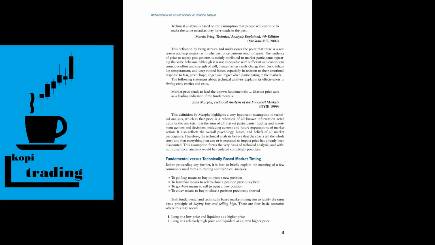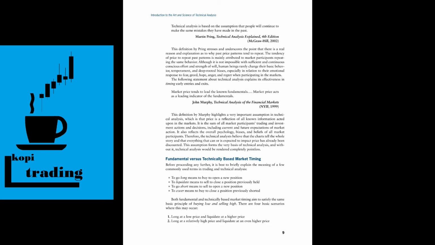Therefore, the technical analysts believe that the charts tell the whole story and that everything that can or is expected to impact the price has already been discounted. This assumption forms the very basis of technical analysis, and without it technical analysis would be rendered completely pointless.